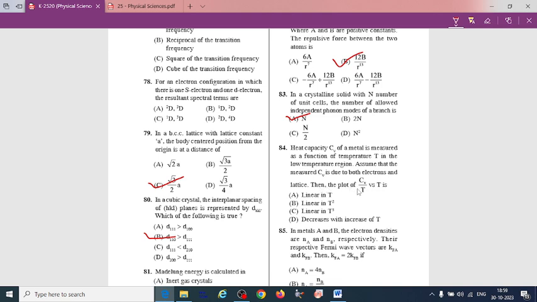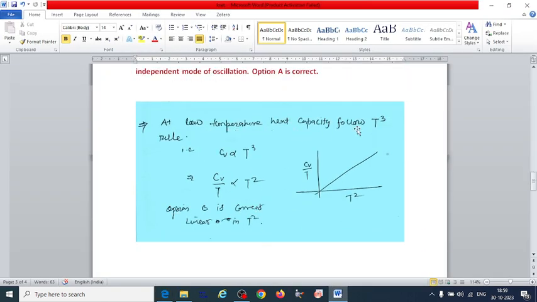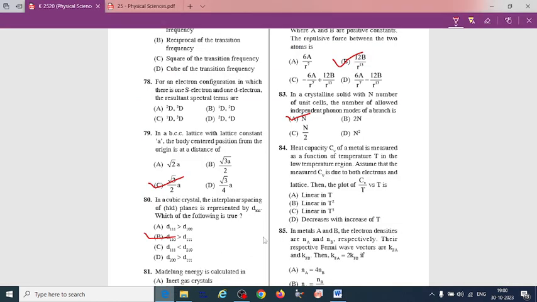Then the plot of CV versus temperature T. Among these options, at low temperature heat capacity is proportional to the cube of temperature, so CV is directly proportional to T cubed. Then if we plot the graph, we have a linear variation of this ratio with respect to temperature. So CV by T is directly proportional to T square. So the correct option is linear in T square.